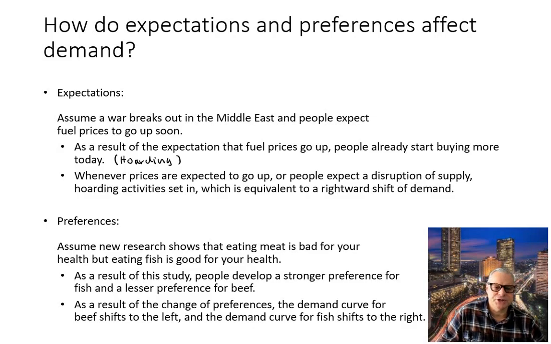Okay, so that's expectations. And what about preferences? Assume that new research shows that eating meat is bad for your health, but eating fish is good for your health. As a result of this study, people develop a stronger preference for fish and a lesser preference for beef. As a result of the change of preferences, the demand curve for beef shifts to the left, because that's now bad for you, and the demand curve for fish, which is presumably better for you, now shifts to the right. So that's pretty straightforward.